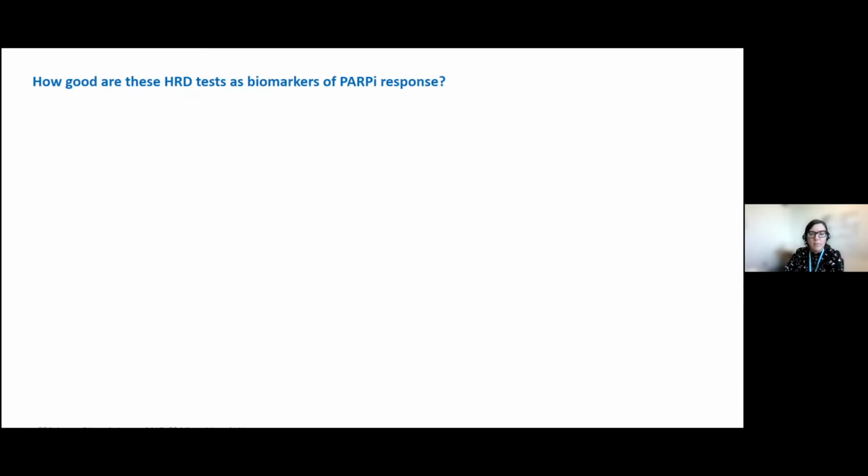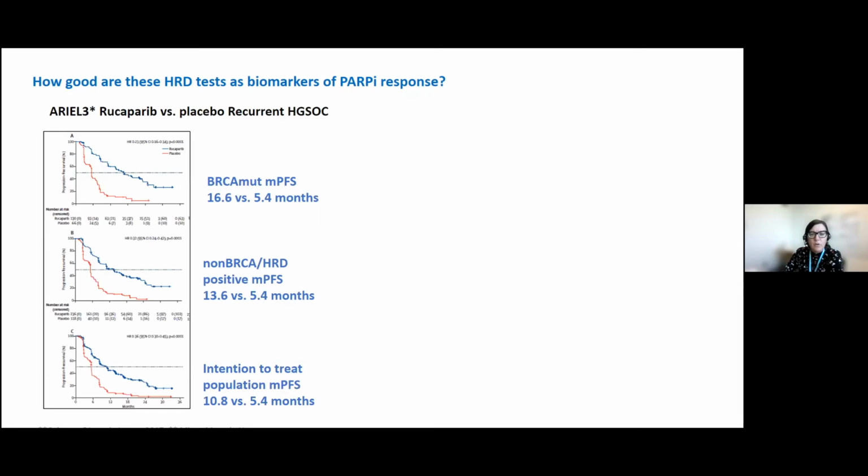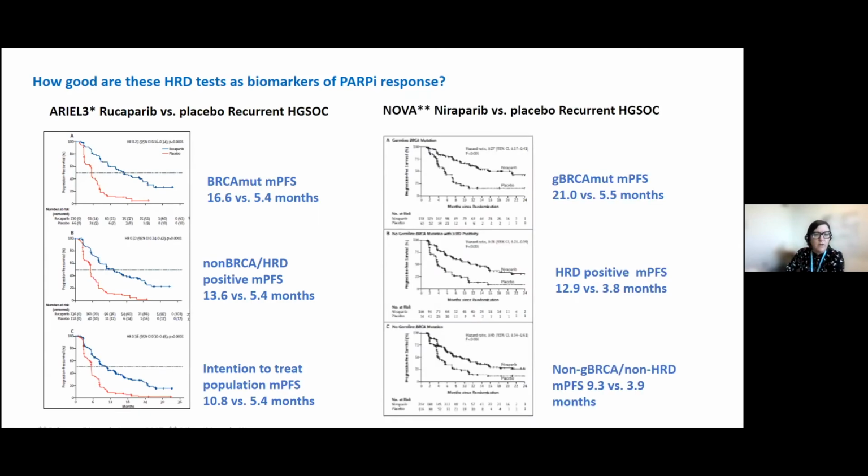In terms of how good are these tests as biomarkers of PARP inhibitor response? Well, I'm going to show you two sets of data here. The one on the left is ARIEL3, which was essentially giving the PARP inhibitor rucaparib versus placebo in recurrent high-grade serous ovarian cancer. And the trial on the right, which was similar, but the PARP inhibitor was niraparib versus placebo, again in the recurrent setting.